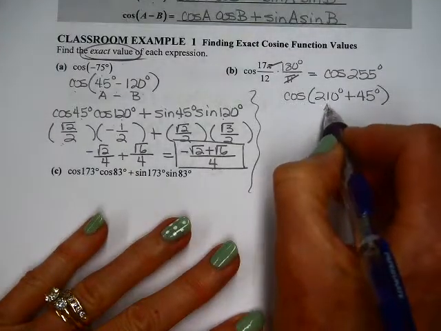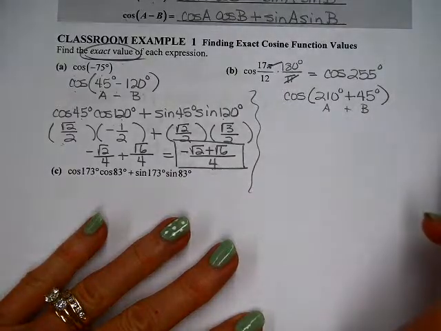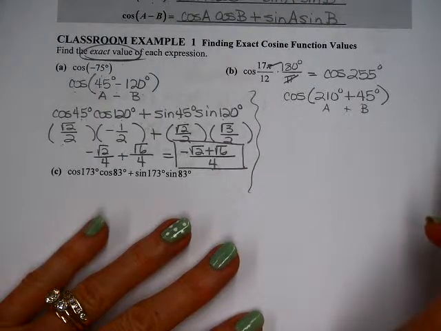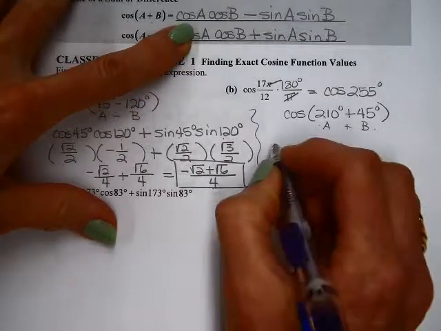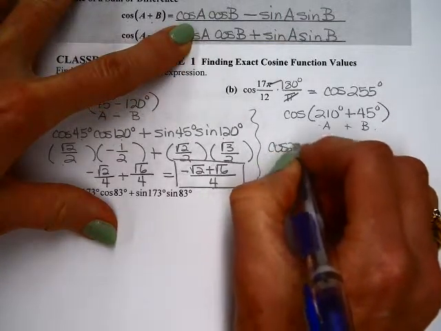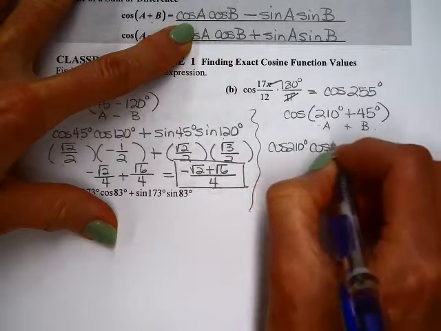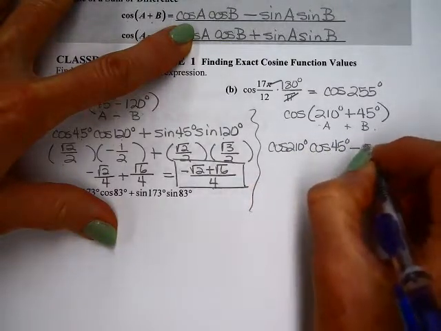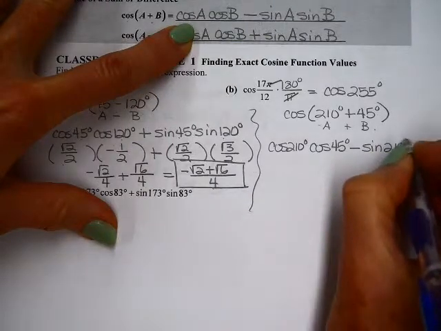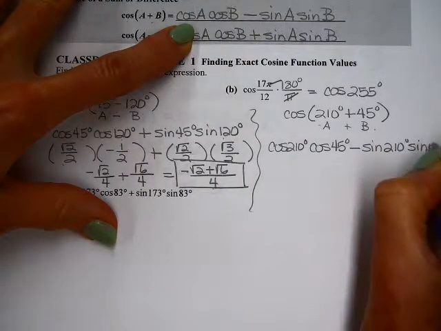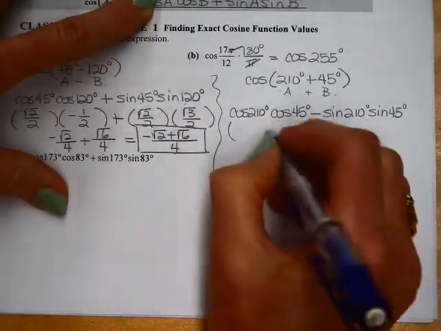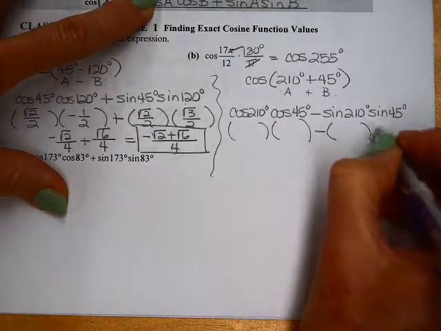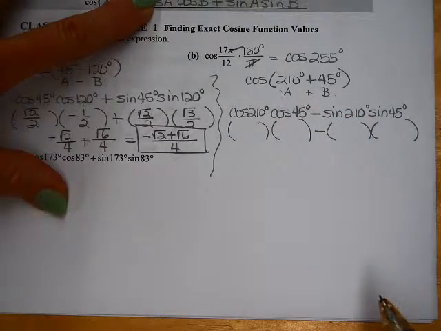All right, so this is the cosine of A plus B. It wouldn't have mattered because it's addition. That's right. So now we're doing the A plus B. So go back up here and get your A plus B formula. So you need the cosine of 210 times the cosine of 45 minus the sine of 210 times the sine of 45. Then put your parentheses. There are four numbers that you need to get off of your exact value sheet.